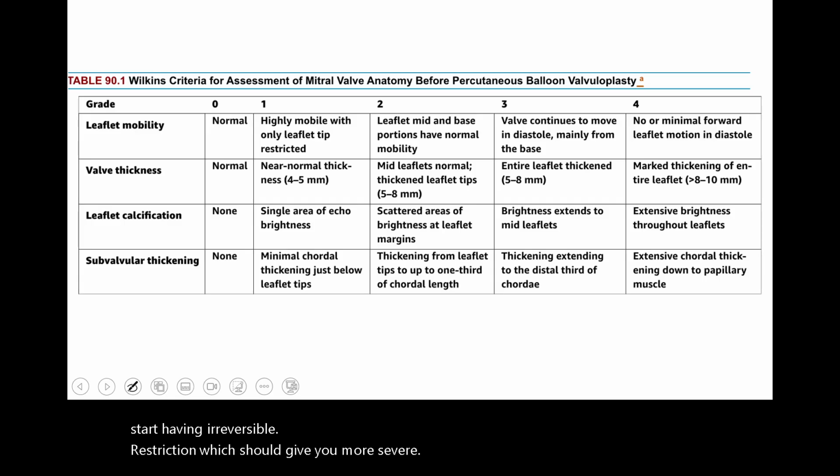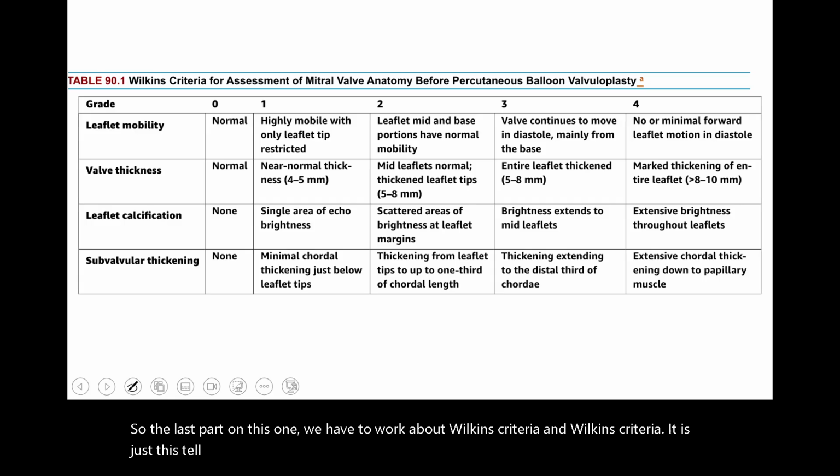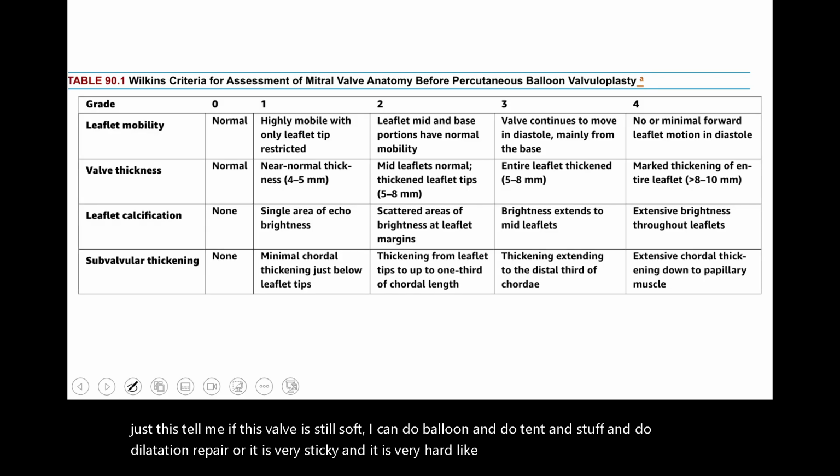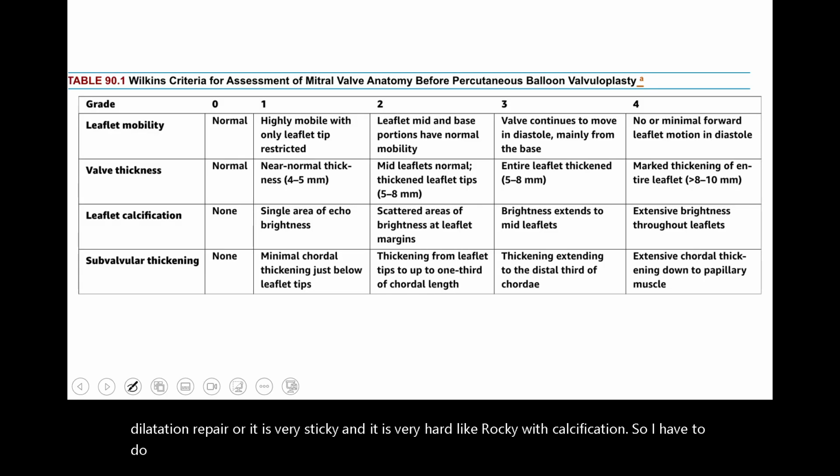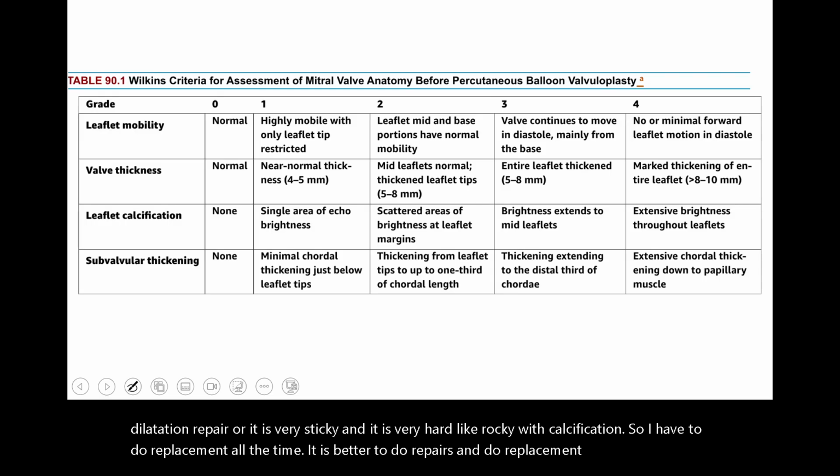So the last part on this one, we have to talk about Wilkins criteria. Wilkins criteria just tells me if this valve is still soft, so I can do balloon, stent and dilatation, repair, or if it is very sticky and very hard, rocky, with calcification and a lot of fibrosis, so I have to do replacement. All the time it is better to do repair than replacement. So Wilkins criteria tells me this.